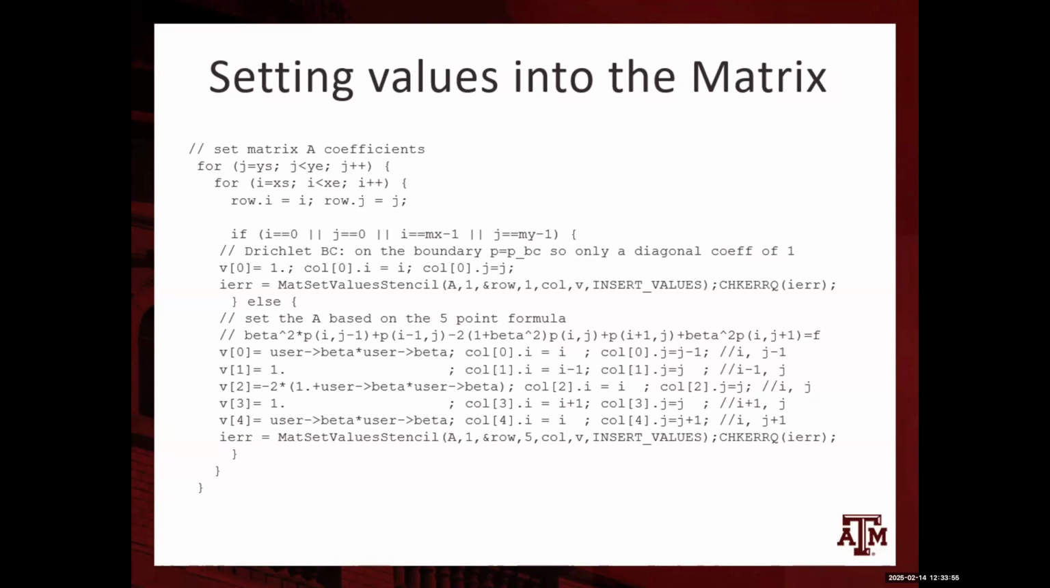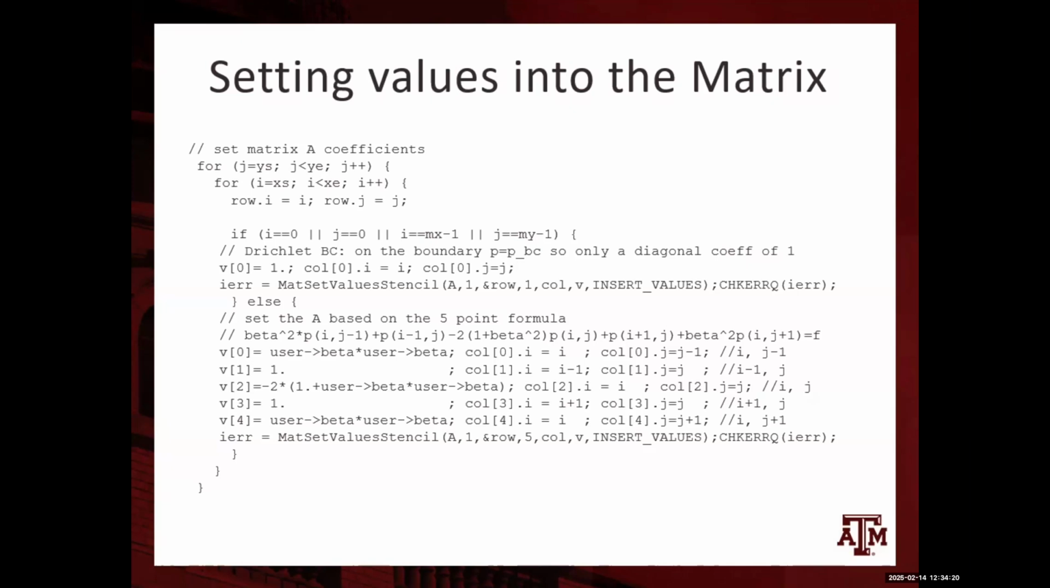We do the same thing for I minus 1 and j. What's the coefficient? 1, so we're setting it at 1. Then I and j, that's our diagonal. We set it as 2 times 1 plus beta squared. That's I plus 1 and j, which is 1, and then beta squared for I and j plus 1.